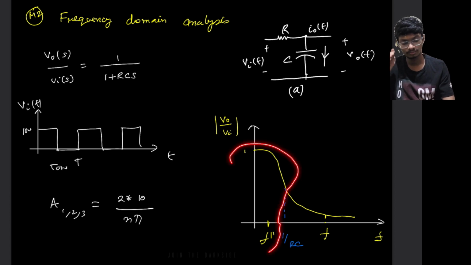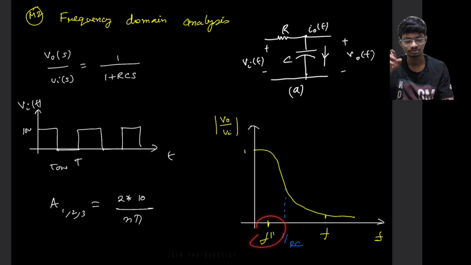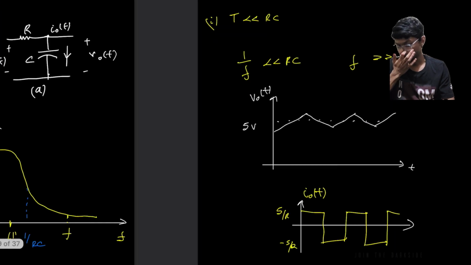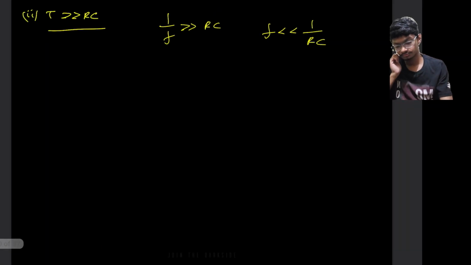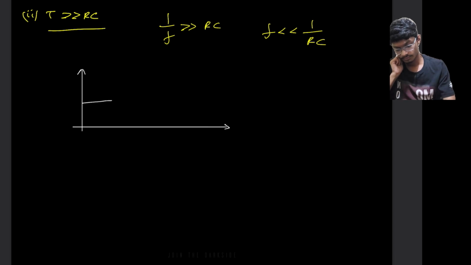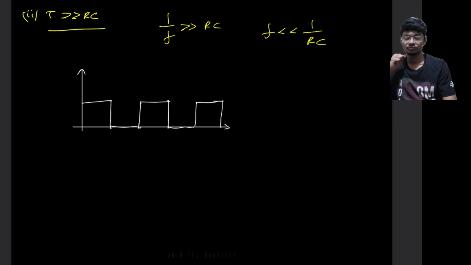So it has minimum attenuation. It will almost follow the input. It has minimum attenuation for all the frequencies. 3f0, 5f0 will lie somewhere here, but much less than the cutoff frequency. So what is the input? Input is basically the square pulse, the square wave.